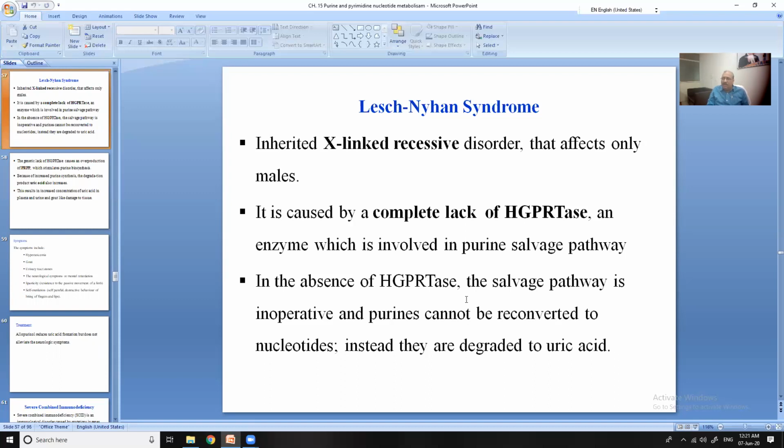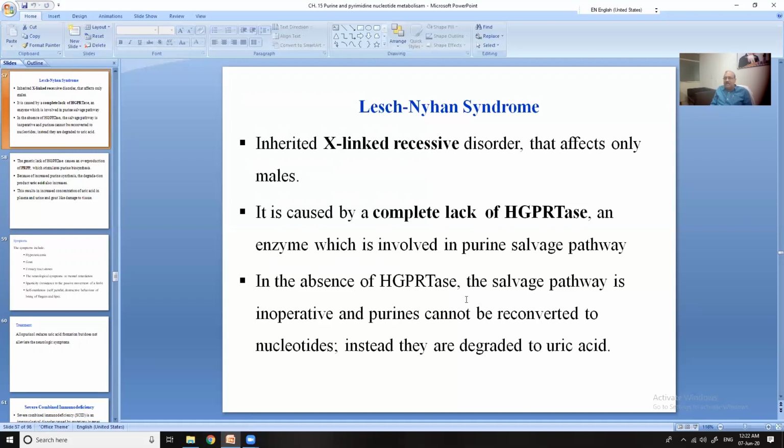Okay, I taught you that the HGPRTase enzyme is not there. So it is caused by a complete lack of HGPRTase, an enzyme involved in the purine salvage pathway. In the absence of HGPRTase, the salvage pathway is inoperative and purines cannot be reconverted to nucleotides. Instead, they are degraded into uric acid. Got it?